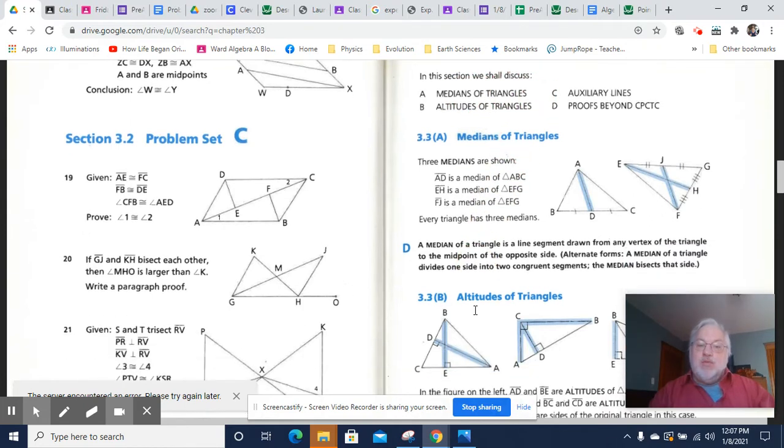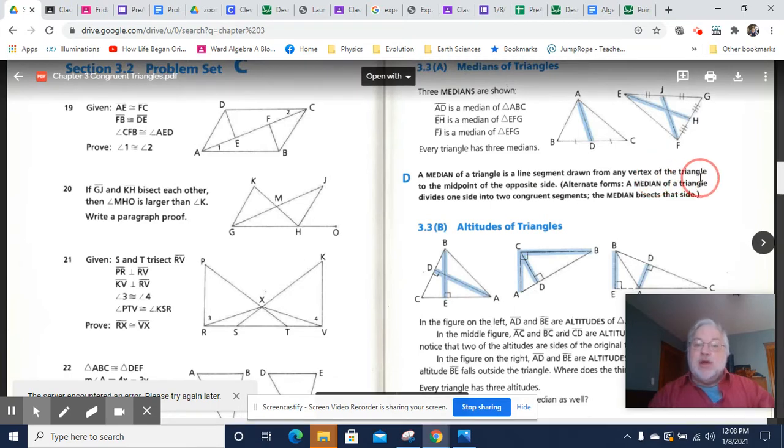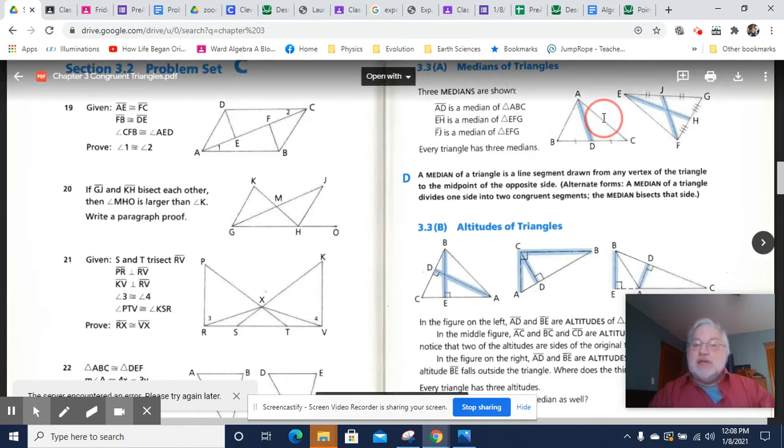So let's start with just reminding ourselves what a median is. A median of a triangle is a line segment drawn from any vertex of the triangle to the midpoint of the opposite side. The corners of the triangle are the vertices. That's the vertex A right there. If we're drawing a median, we're drawing it to the midpoint of the side on the complete opposite side of the triangle from that vertex. So for vertex B right here, the opposite side is AC. If we did a median there, it would go to the midpoint of AC.